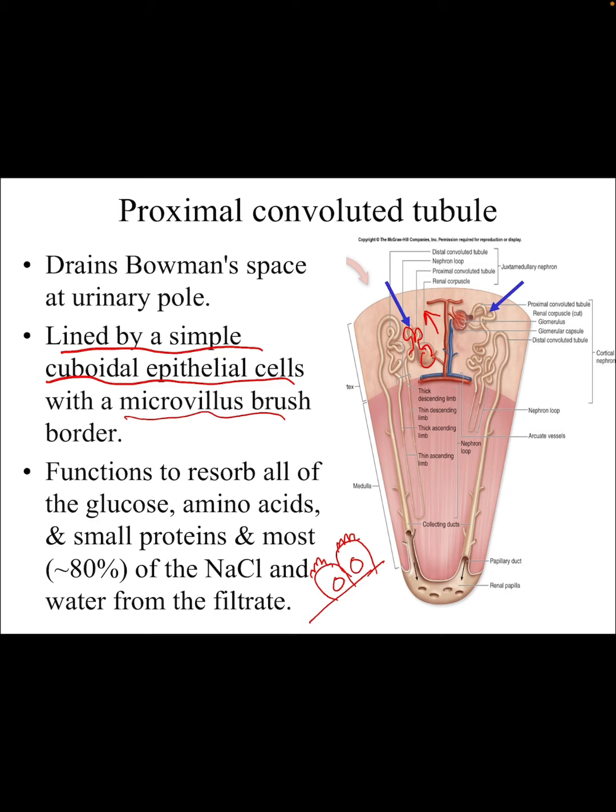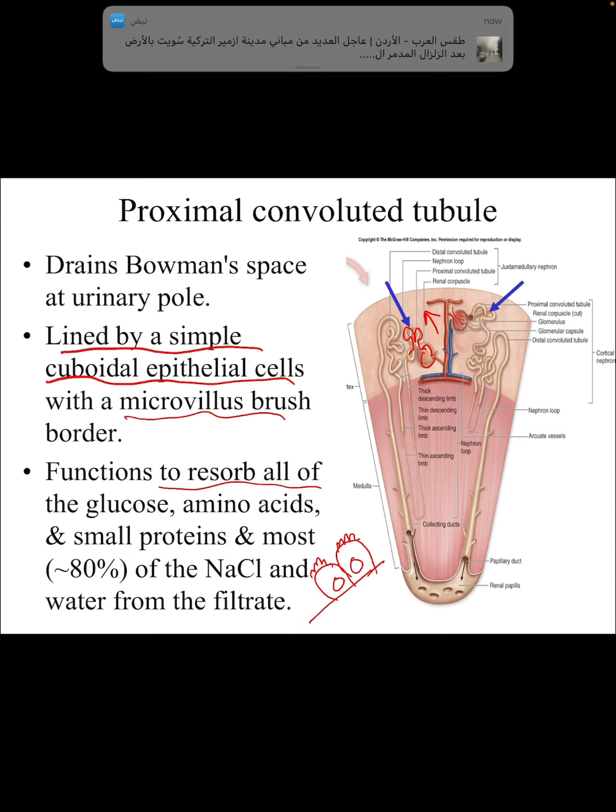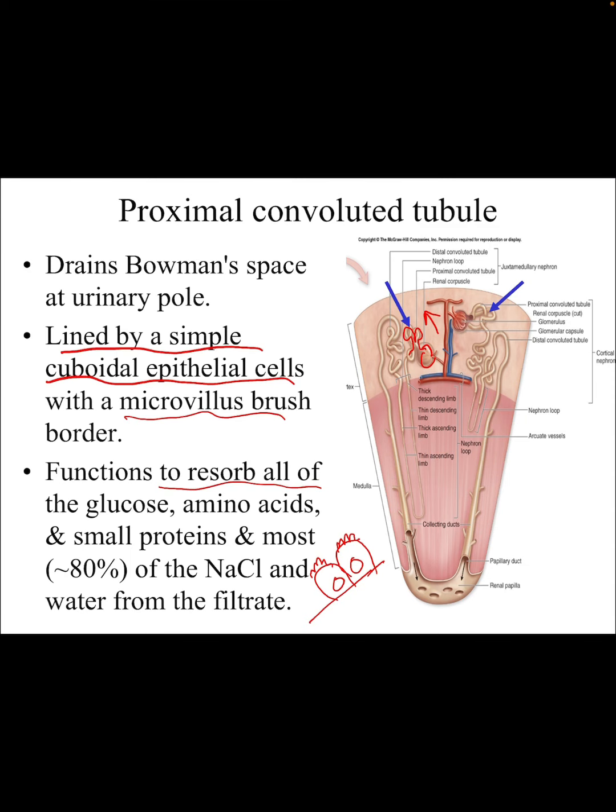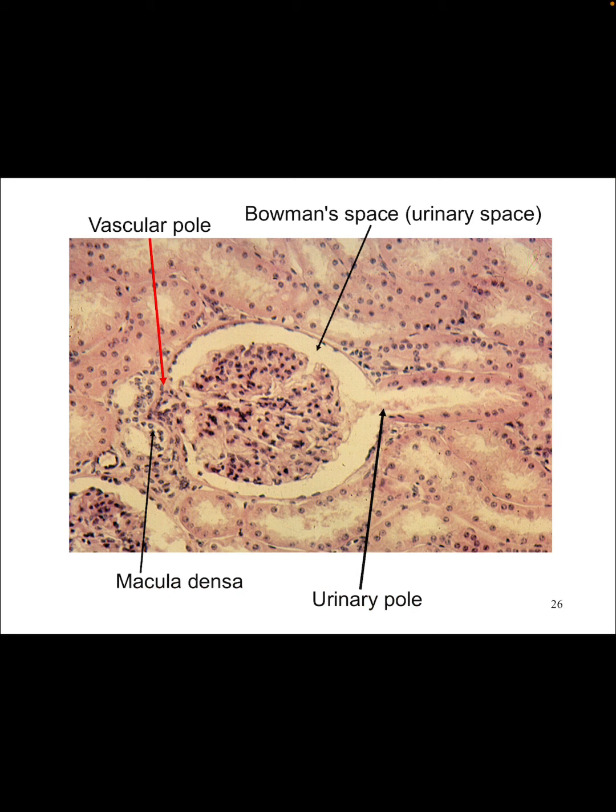The function of the proximal convoluted tubule is to reabsorb all glucose, amino acids, and small proteins. All of these structures are useful material, and the body needs to keep them. See this one here, also sodium chloride and the water. All of these have to be reabsorbed.